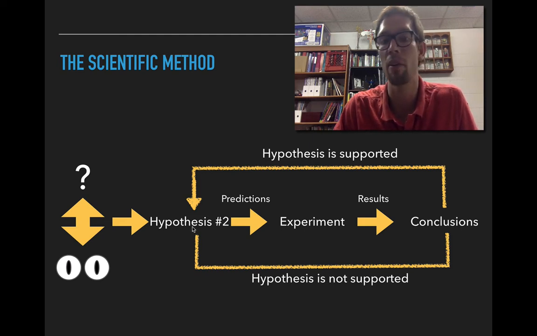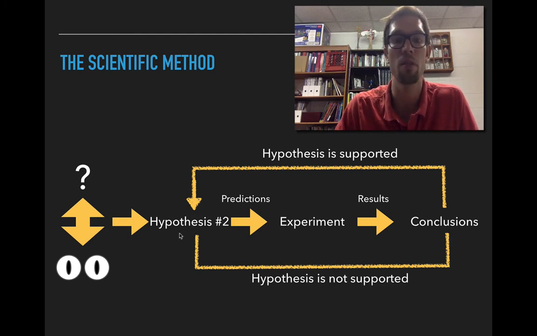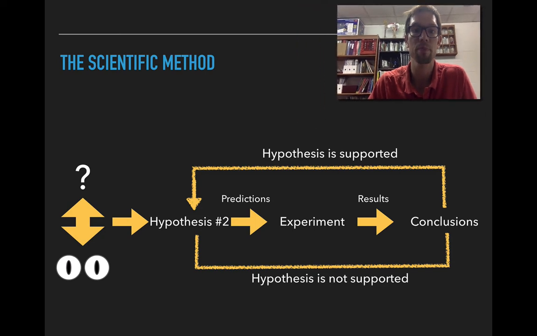Or if it didn't work, you might have to generate new hypotheses. Maybe all of the batteries are bad, and so you have to go out and find more batteries. Or maybe the TV is unplugged, or maybe the remote is broken, or maybe the TV is broken itself. So there are lots of different hypotheses that can be made. And hypotheses can generate more than one prediction. So one hypothesis can be tested by many different types of experiments.